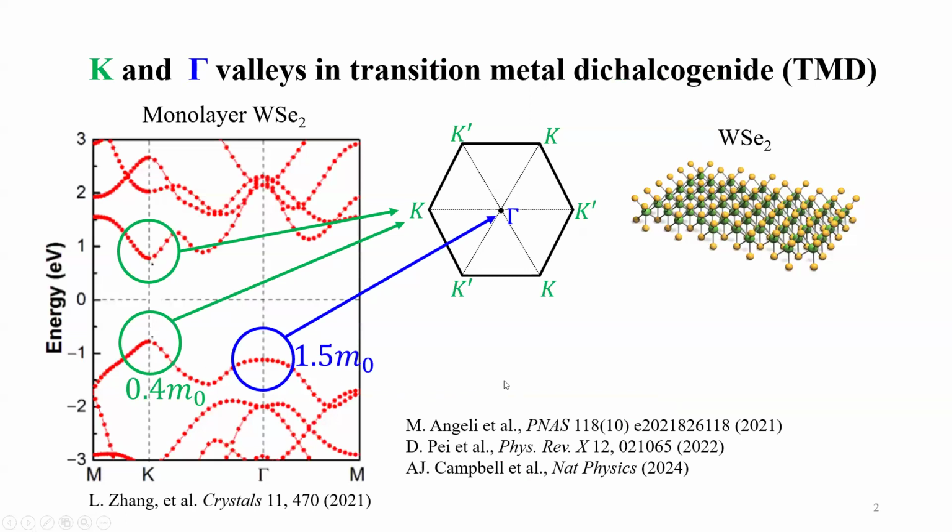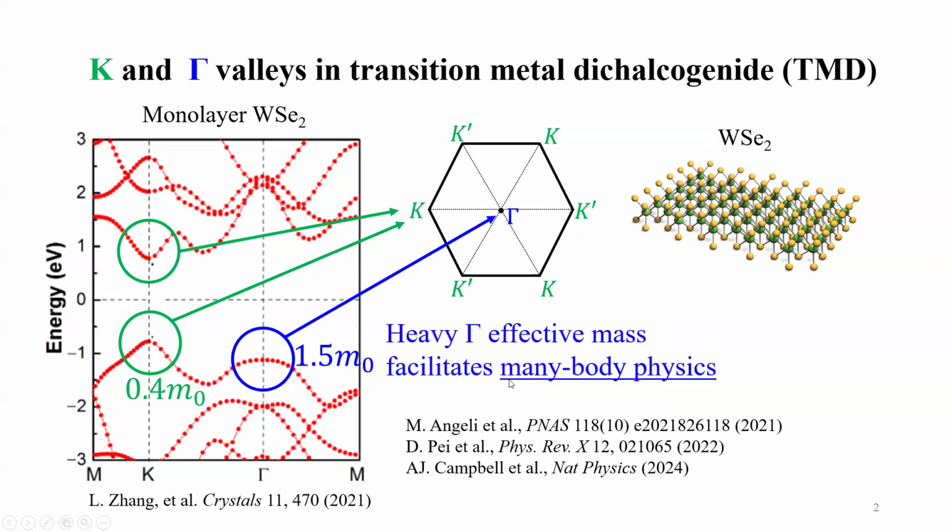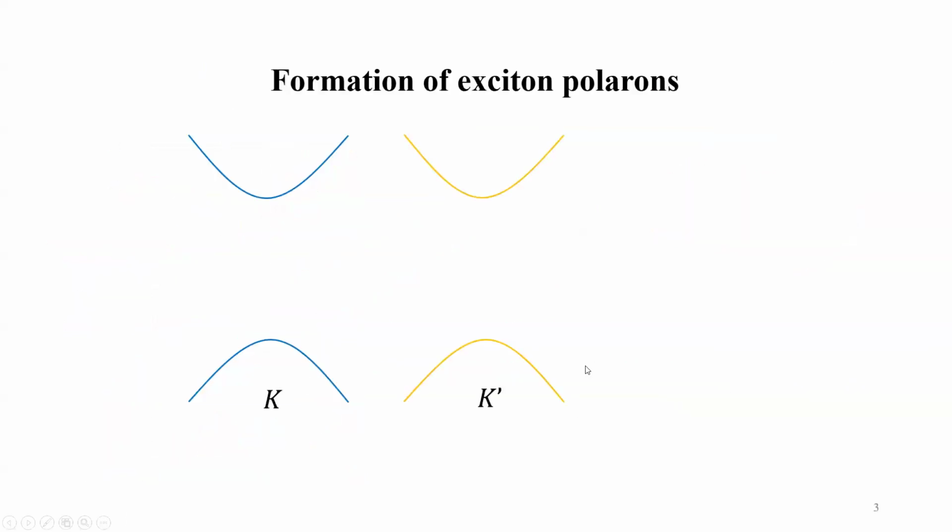This is actually our motivation. So a heavy gamma effective mass can generate very different many-body physics. In my talk, I will talk about two aspects. First, I will talk about exciton polaron formation, and in the second part, I will talk about charge correlations. Then let me briefly introduce the formation of exciton polarons.